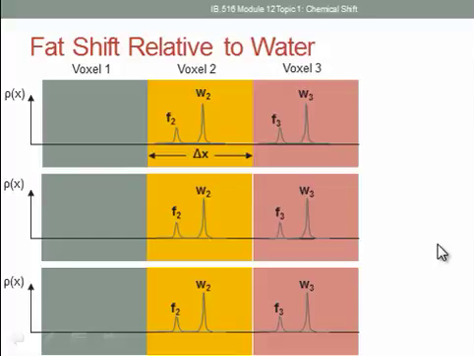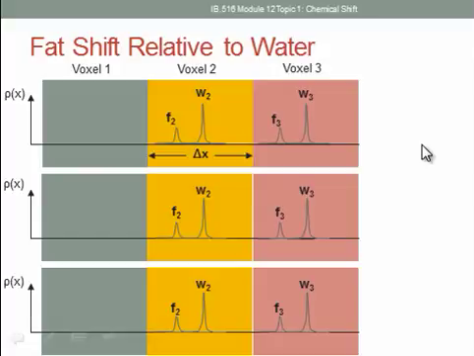So let's look at this now. What I've done here is I've shown an animation where I have three voxels that are next to each other. Voxels 2 and 3 have fat and water in them. Voxel 1 has nothing in it, just hypothetically. This row of X indicates the axis of the spin density. So here I'm showing a spectrum that shows water and fat. And because water in this case has a higher spin density, the signal is higher.